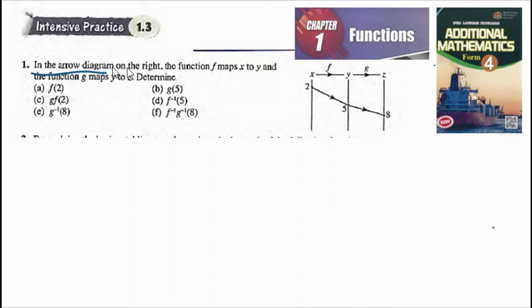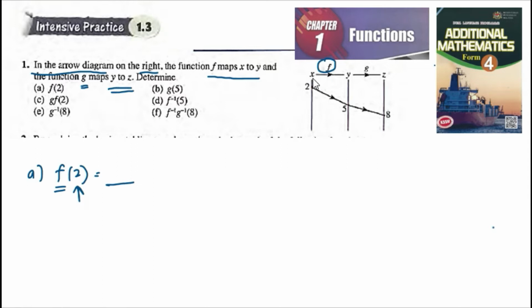In the arrow diagram on the right, the function f maps x to y, and the function g maps y to z. So determine (a) f(2). f(2) means function f with object 2. So we know that x to y is function f and y to z is function g. So this is function f. So 2 is the object. Which means function f with object 2 is what?